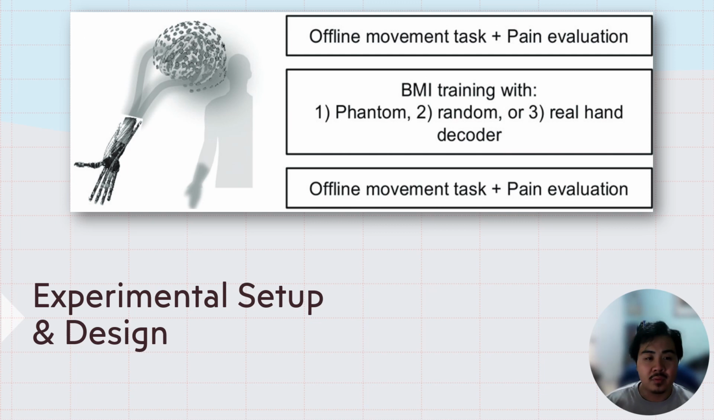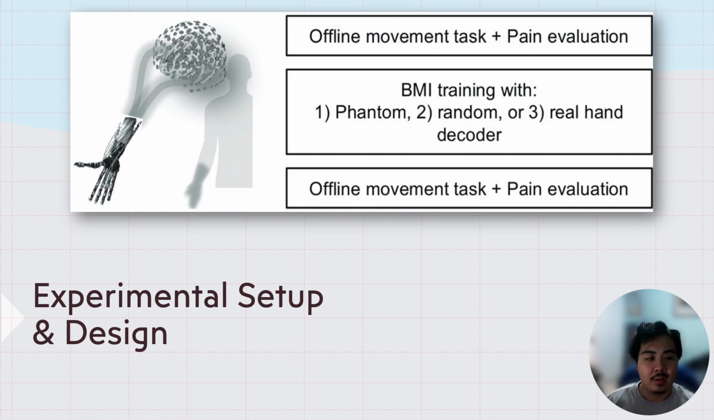So each patient performed the first offline task, which is described as before BMI training. They would attempt to move their phantom hand or intact hand at specified times while the MEG recorded this. After the offline task, they were then evaluated with the VAS. The results the MEG picked up were then used in what they call decoders. These decoders were then translated into a robotic hand to control. Patients would then have to attempt to control these robotic hands during BMI training.